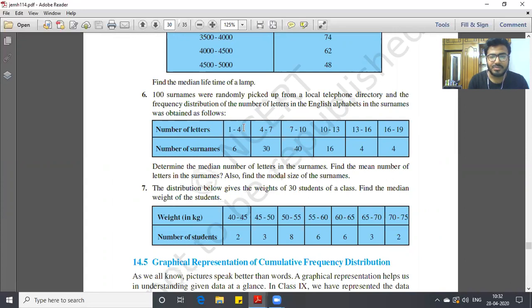See, it is continuous itself. After 1, 1 to 4, 3 difference there. Then 4 is coming. Then 4 to 7, 3 difference. Then 7 to 10, 3 difference. Then 10 to 13, 13 to 16, 16 to 19. All the differences are 3. And the frequency is also given.